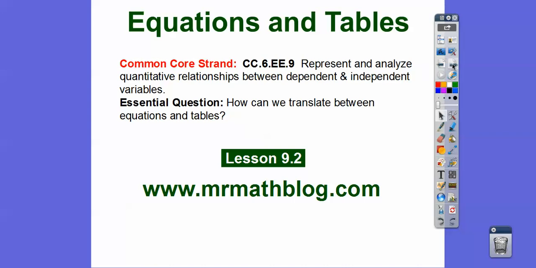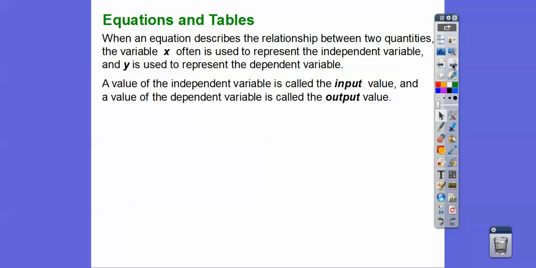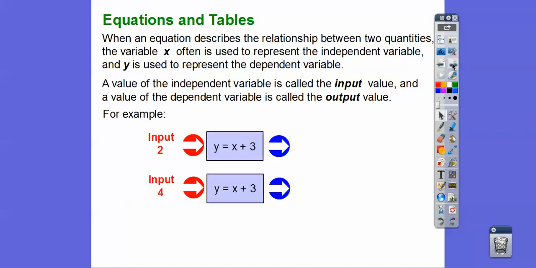So here's our question. How can we translate between equations and tables? When an equation describes the relationship between two quantities, the variables x and y are often used. x is often used to represent the independent variable, and y represents the dependent variable. So y depends on x. A value of the independent variable is called the input value, and the value of the dependent variable is called the output value.